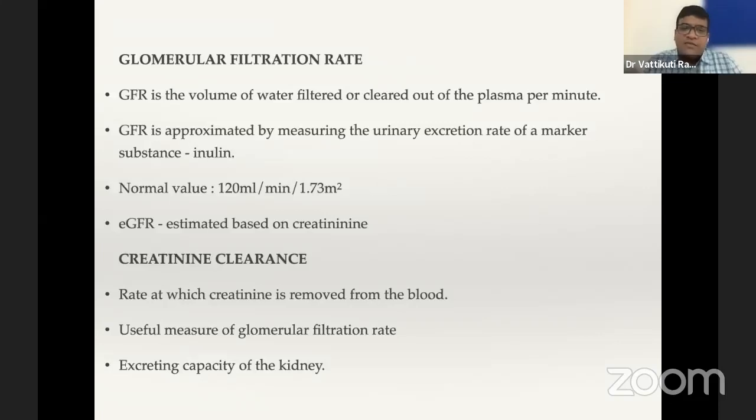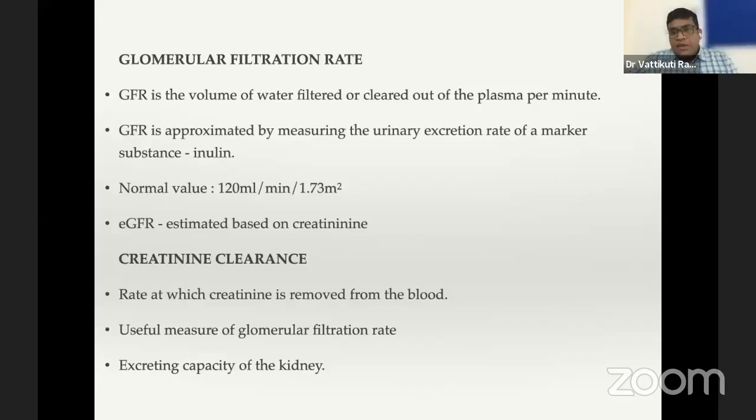If you look at the GFR, the normal value is around 120 ml per minute per 1.73 meters square. That is body surface area. Most of the labs, when you do the renal function test, will give an eGFR, which is an estimated GFR based on the age, weight, creatinine. Based on this, it will give an estimated GFR, which closely correlates to the calculated GFR. If the GFR is going down, that means the kidney function is going down.